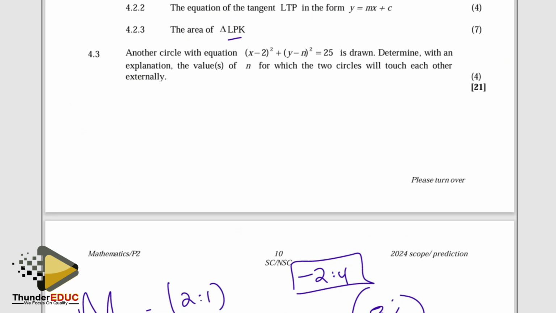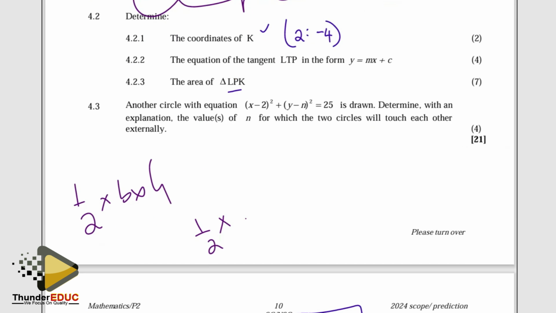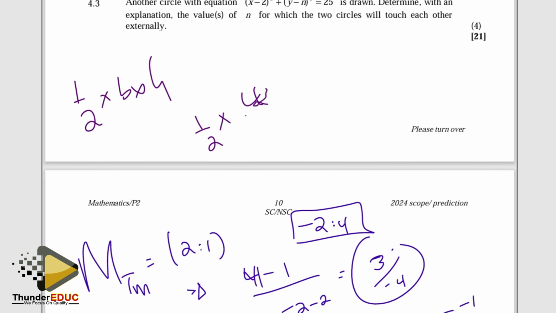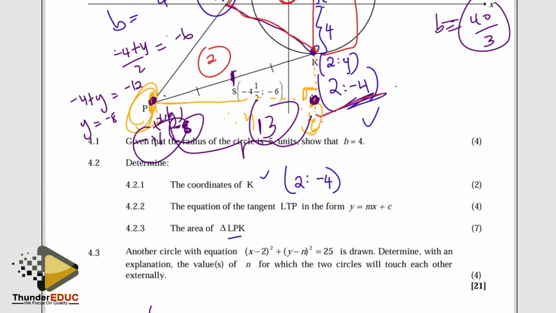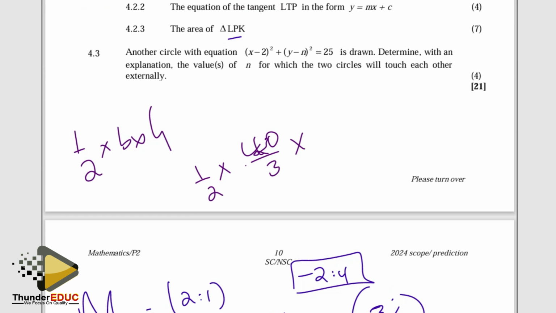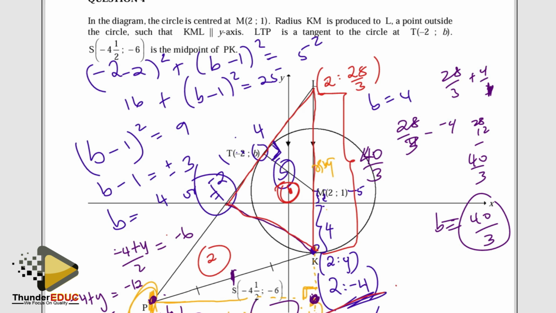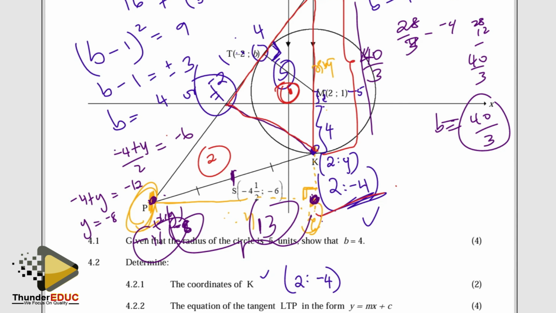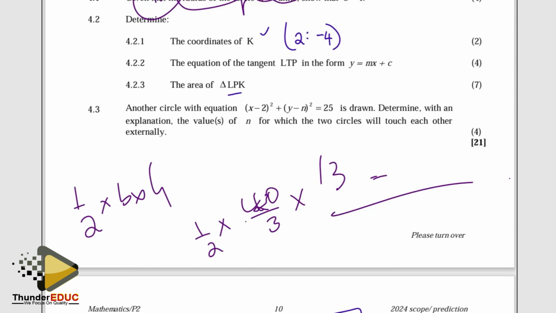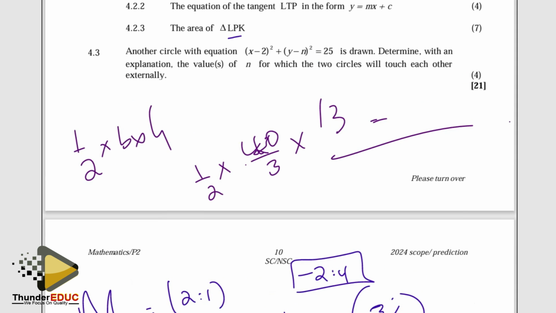Then use your area formula. The area is a half times base times height. So a half times the base, which we got as 40 over 3, and then times your height, which we're getting as 13. Then multiply this together with your calculator, you get your answer. So the steps that will award marks: getting the coordinates of L, getting this distance down here, then determining the points of P, getting that distance, and then applying the area formula.